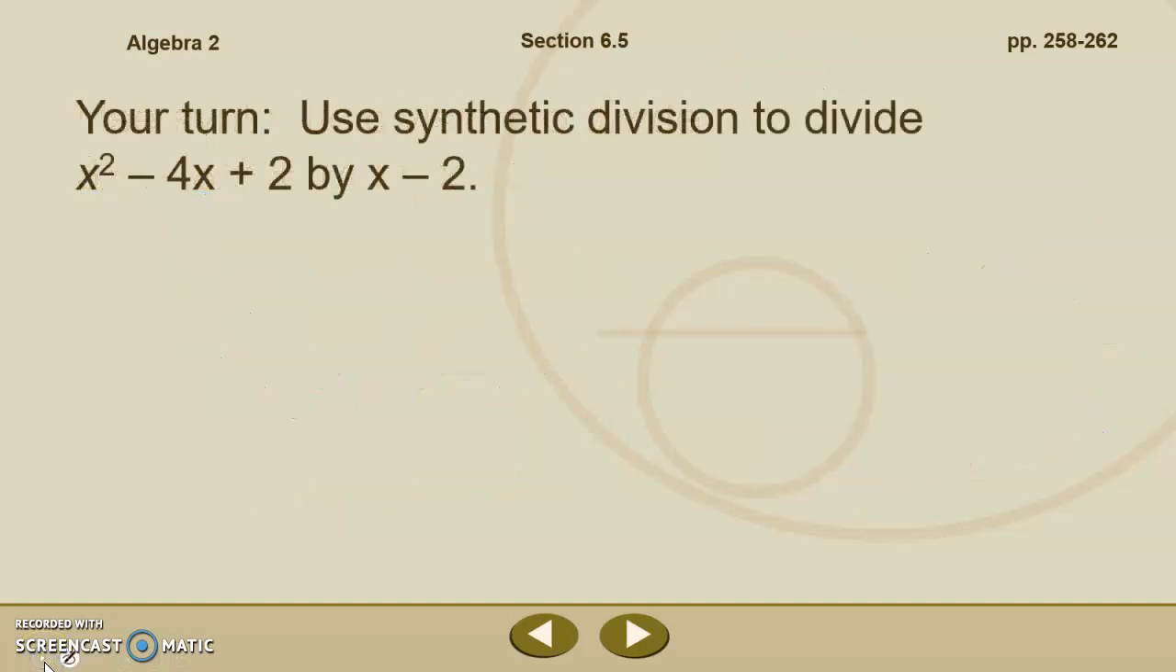So now it's your turn. Try this one on your own. Pause the video, work through it, and then come back and check your work. Use synthetic division to divide x squared minus 4x plus 2 by x minus 2.